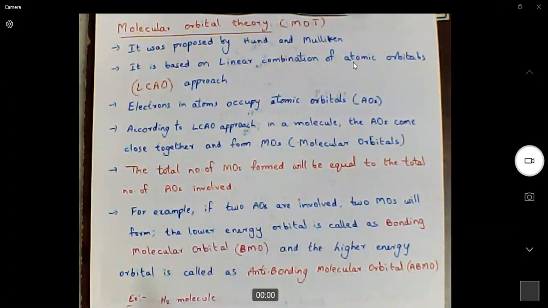Out of the two MOs, one orbital will have lower energy, another orbital will have higher energy. The lower energy orbital is called bonding molecular orbital, and the higher energy orbital is called anti-bonding molecular orbital. So in MOs, two types of orbitals will exist. One is bonding molecular orbital, another one is anti-bonding molecular orbital.